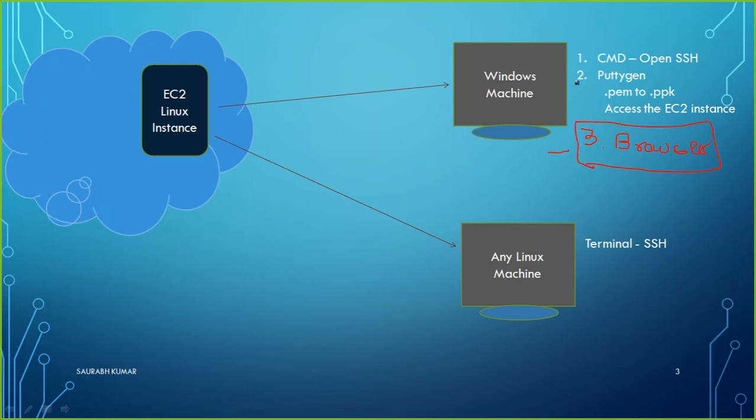We have only two options here: either you use CMD and run the SSH command there, or you use PuTTYgen-type software or application on your Windows machine. If you are using a Linux machine, you just go to the terminal and run the SSH command. Very simply, you can access the EC2 Linux instance. So let me go on to how to access it.